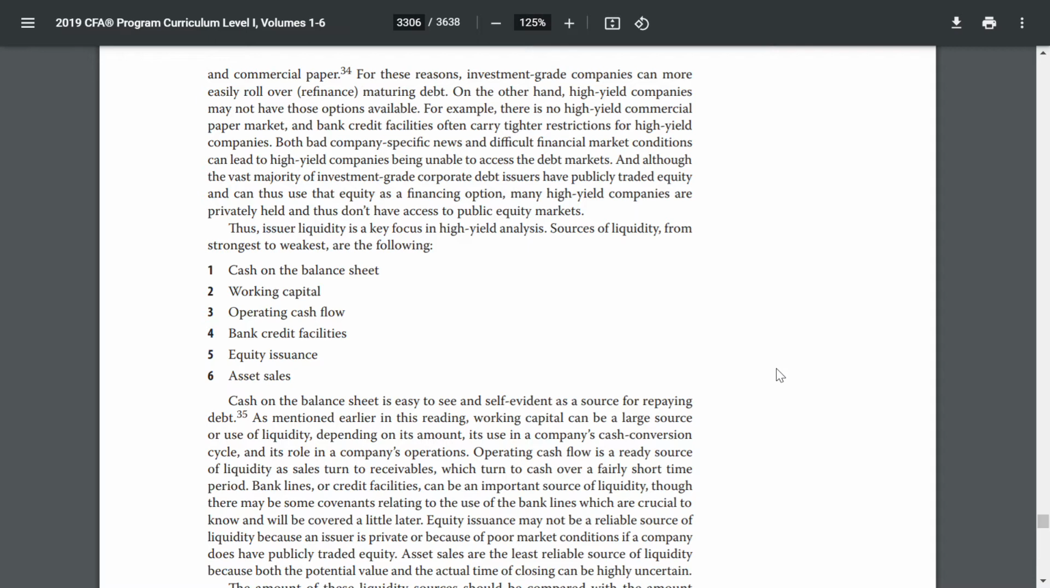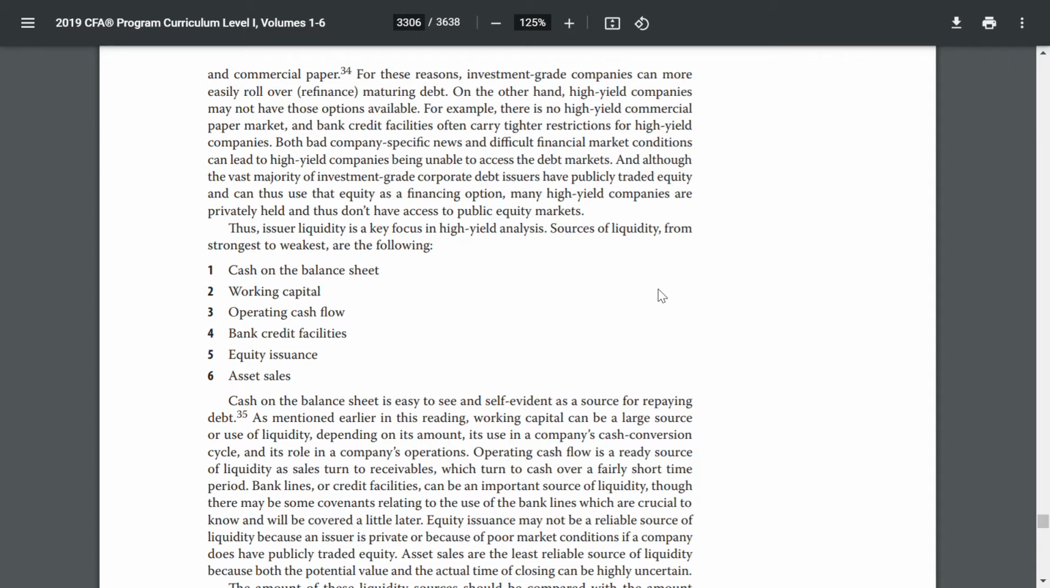For example, there is no high yield commercial paper market. The bank credit facilities often carry tighter restrictions for high yield companies. Both bad company-specific news and difficult financial market conditions can lead to high yield companies being unable to access the debt markets. And although the vast majority of investment grade corporate debt issuers have publicly traded equities and can thus use equity as a financing option, many high yield companies are privately held and thus don't have access to public equity markets. Thus, issuers' liquidity is a key focus in high yield analysis.